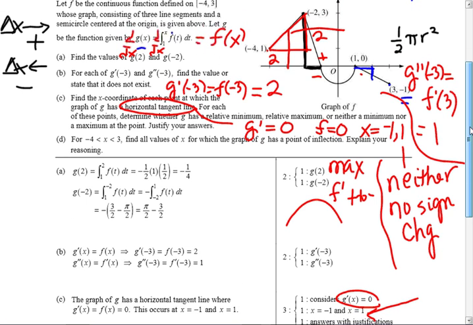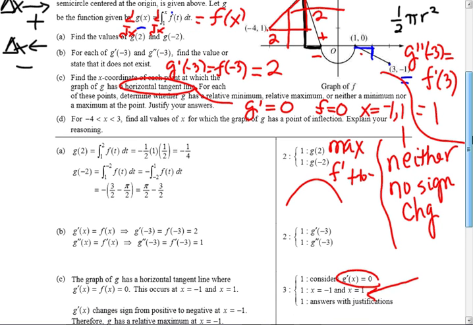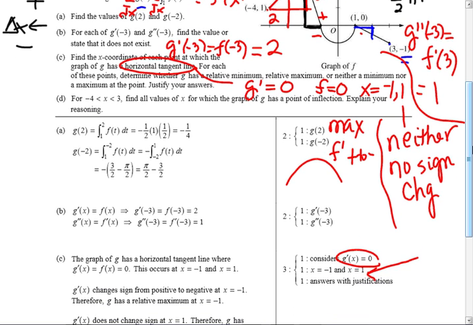Now, on the open interval, find all, but D isn't hard at all. Find all the values where G has an inflection point. Explain your reasoning. How do you know? Jacob, how do you know you have an inflection point? What are we looking for? I want you all to get this because this is easy. Nope, it's not it. I always mark that wrong. Second derivative changes sign. Please know it.